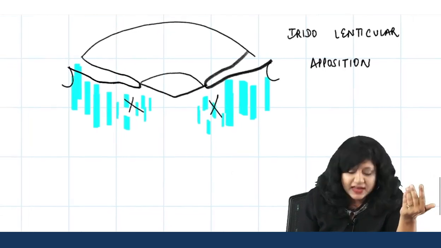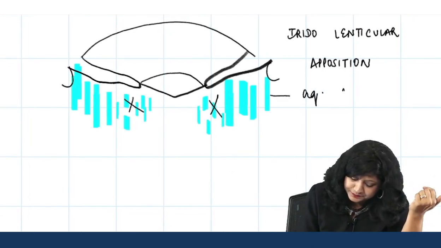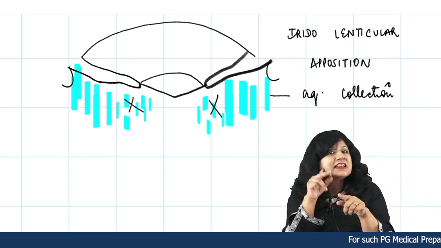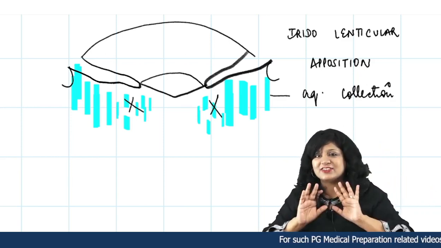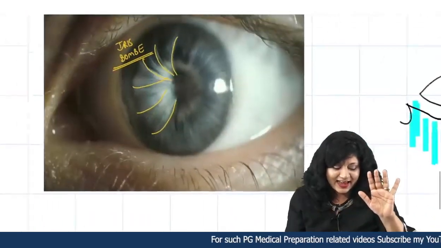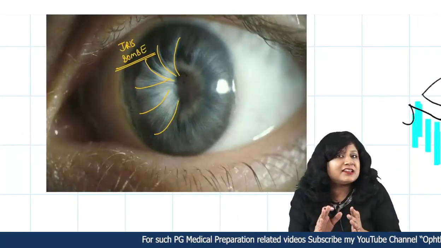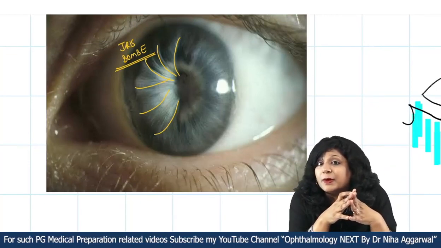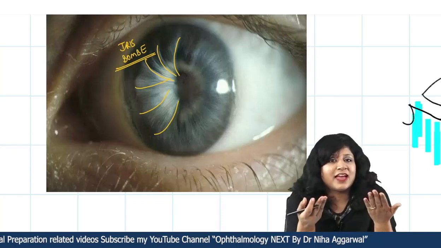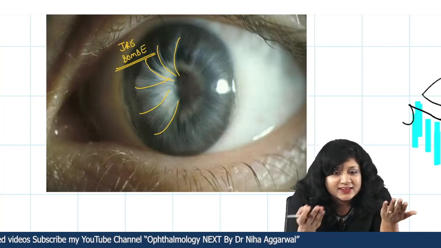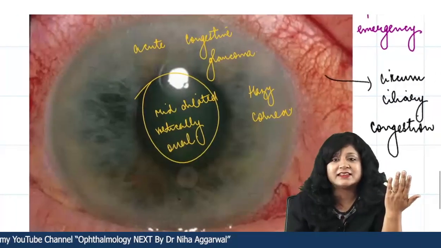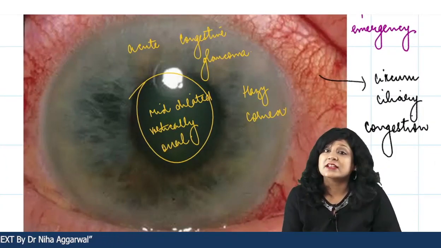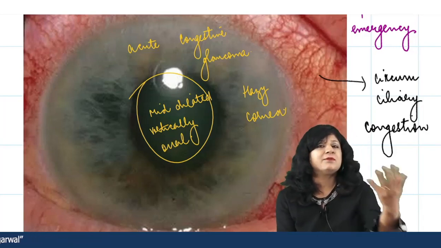So obviously what is happening? There is aqueous collection behind the iris, and it is this aqueous collection behind the iris which is pushing the iris anteriorly, and this kind of picture is formed, the iris bombé formation, and obviously there is sudden closure of the angle of the anterior chamber. Now if there is a sudden closure of the angle of the anterior chamber, what are you going to get? You are going to get an acute attack of angle closure glaucoma, called acute congestive glaucoma, which is really an emergency condition.